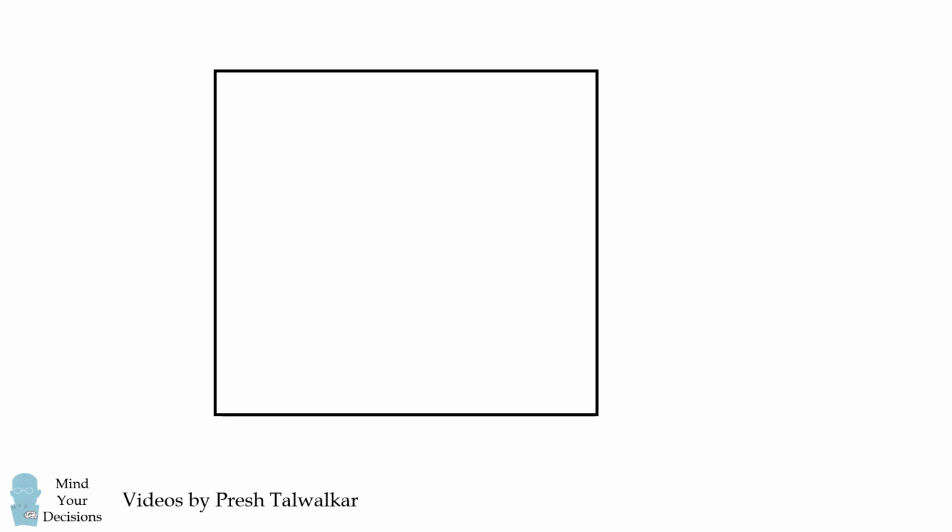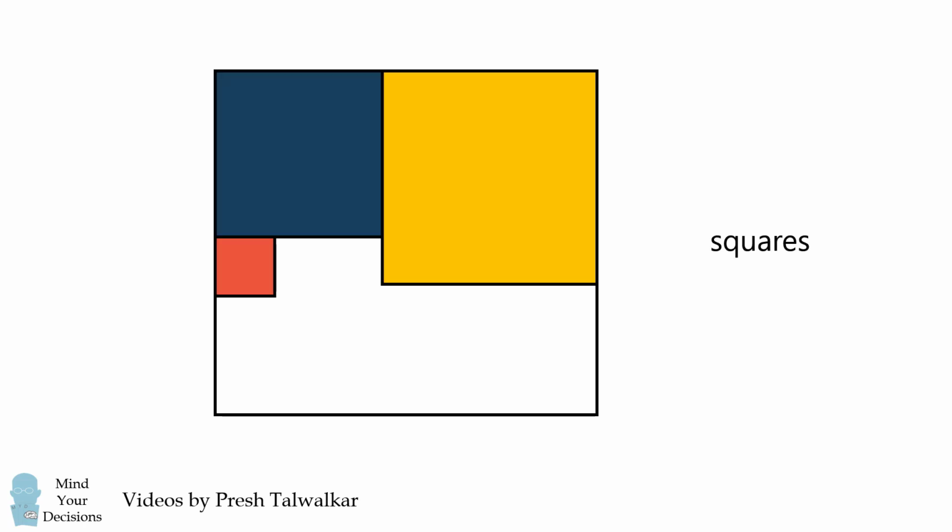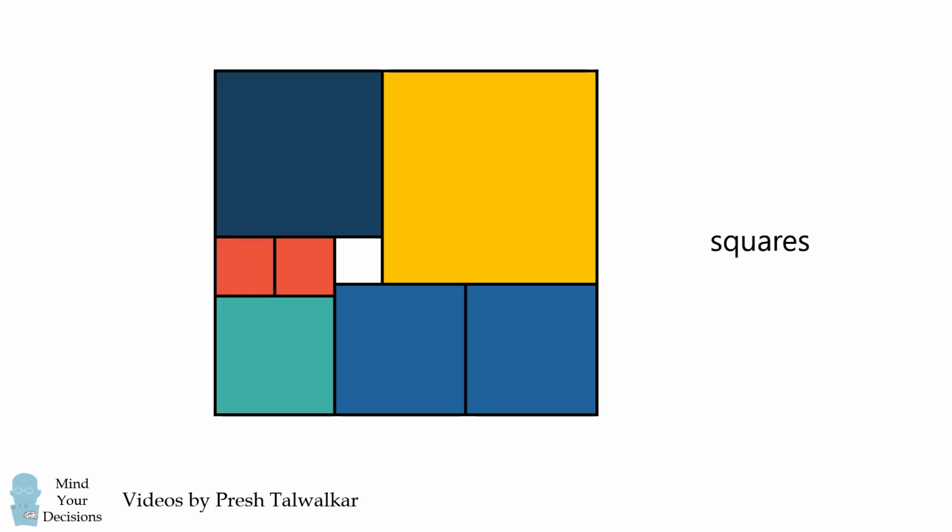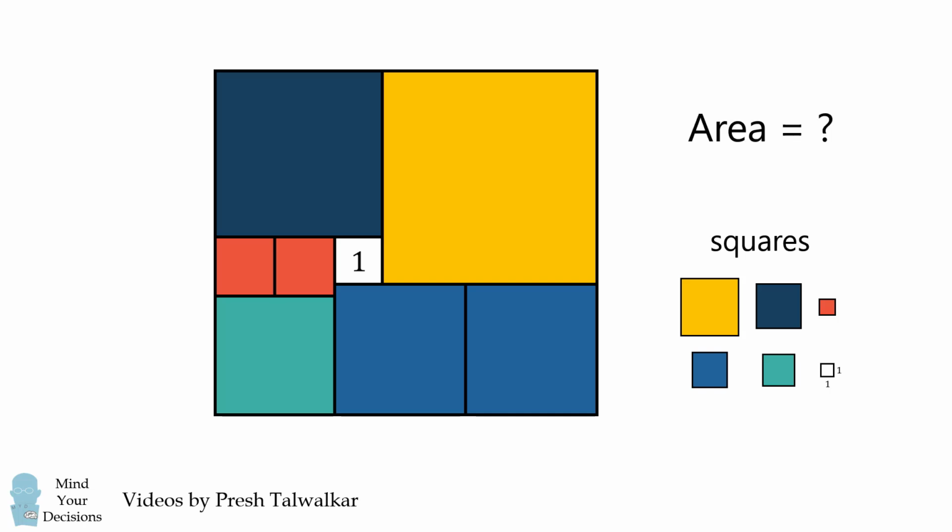A rectangle is divided into the following 8 squares. If the smallest square in the center has a side length equal to 1 and an area equal to 1, what is the area of the entire rectangle? This question is adapted from one on the 2017 Dutch Maths Olympiad.